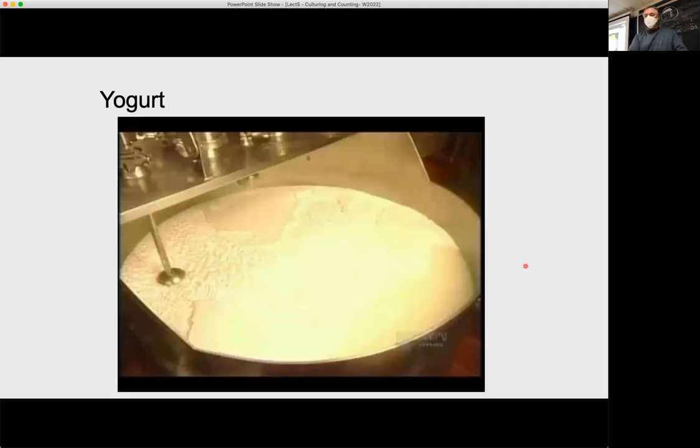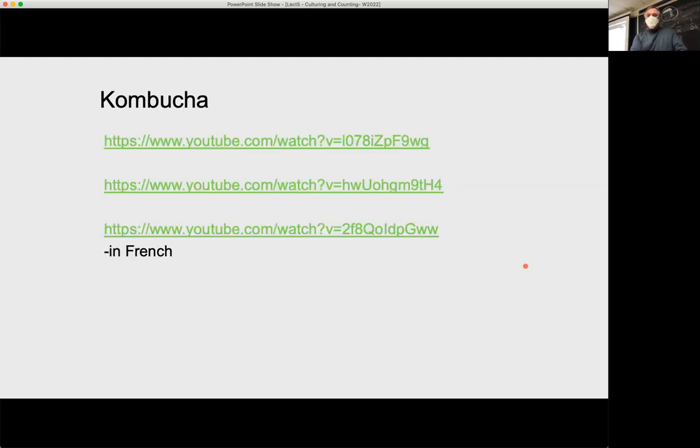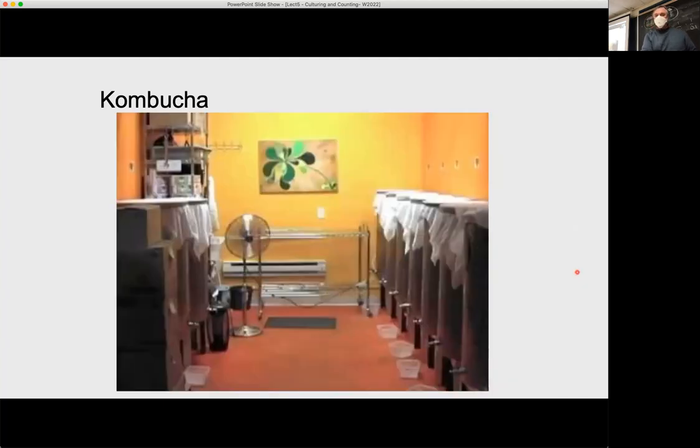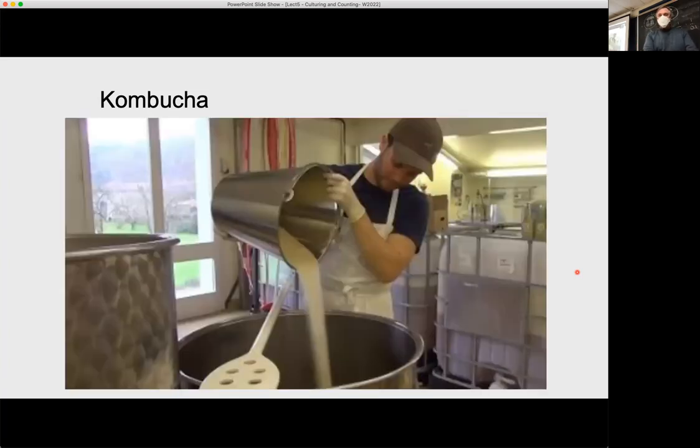And here's an example of yogurt formation. Kombucha, and here's a couple of videos on kombucha formation. Kombucha being like tea, and you add some liquid or solid from a previous fermentation, and you ferment your material for a week or so. We'll be doing that closer to break.